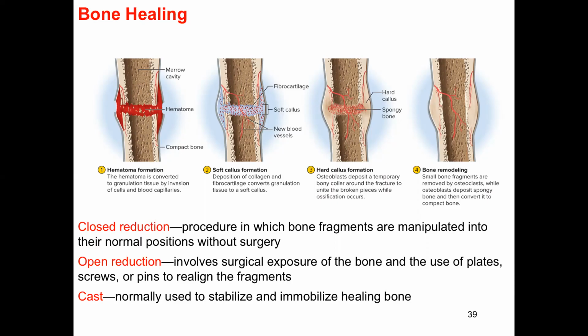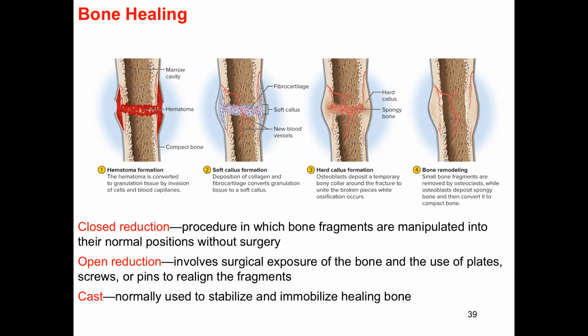But remember, fibrocartilage is the one that you get instead when you have some sort of damage. So this soft callus is cartilage, but it's specifically fibrocartilage, all right? So it's not that smooth, glassy cartilage. It's the one where you can see the collagen fibers in it. So you get this soft callus first.